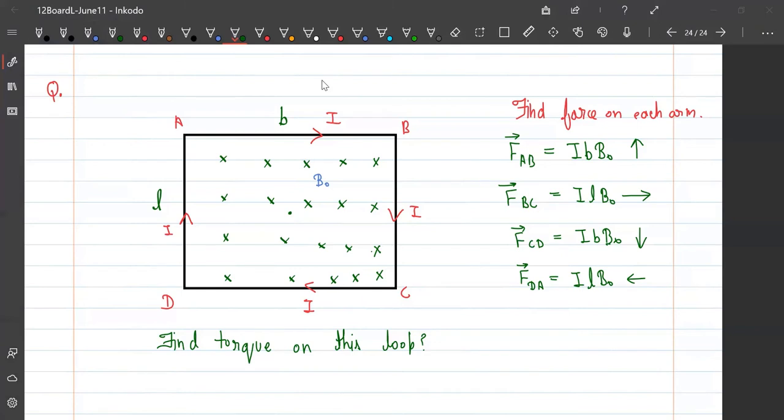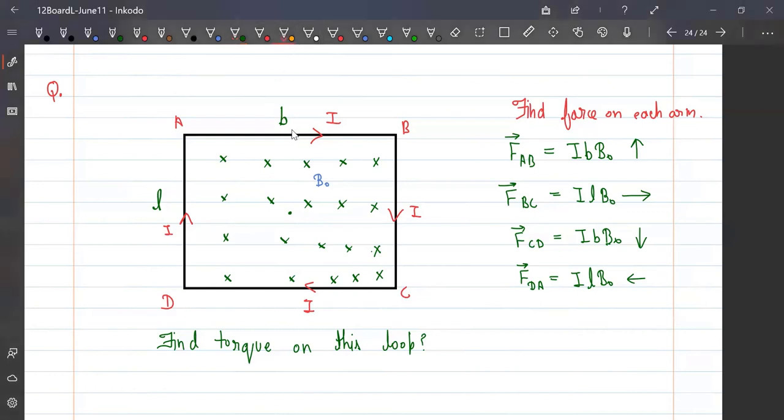Can you tell me the value of the net torque? Sir, will it be ILB cross B naught? ILB cross B naught, yes, we can write that. We have found the force. Now we have to multiply the force by the distance from the center. Right?